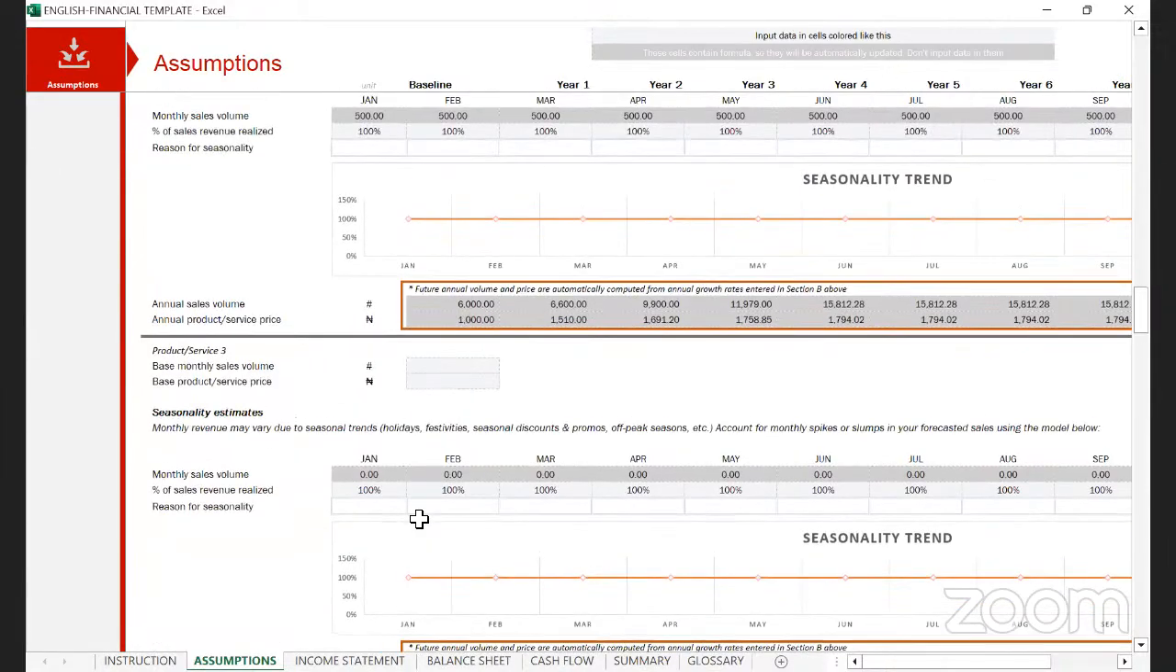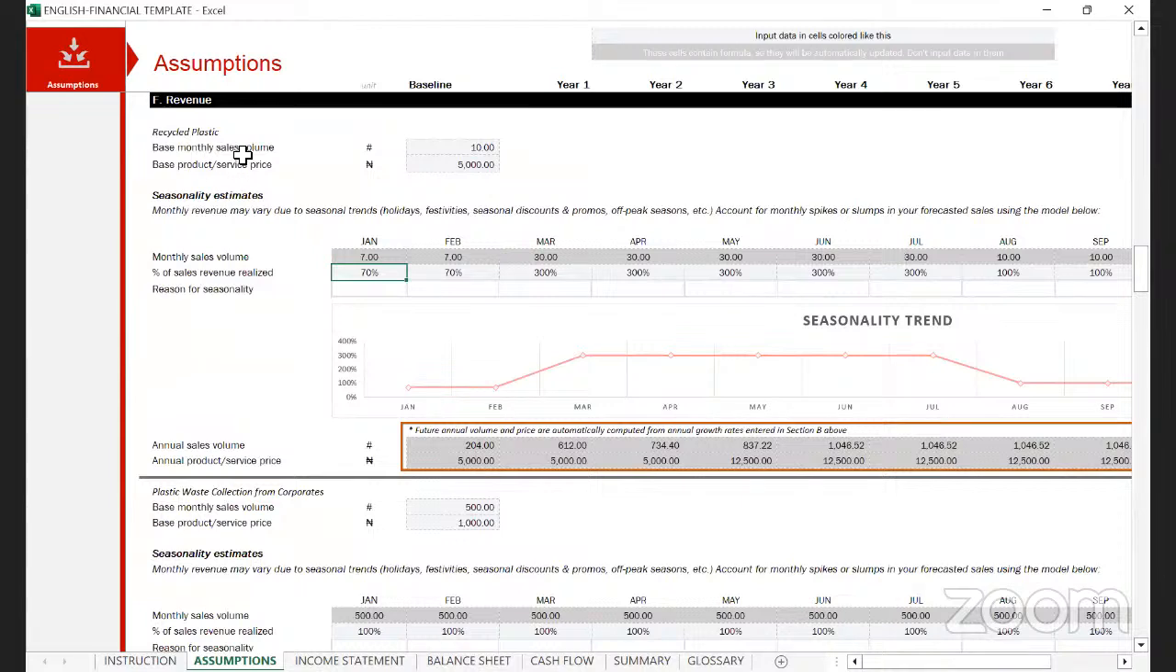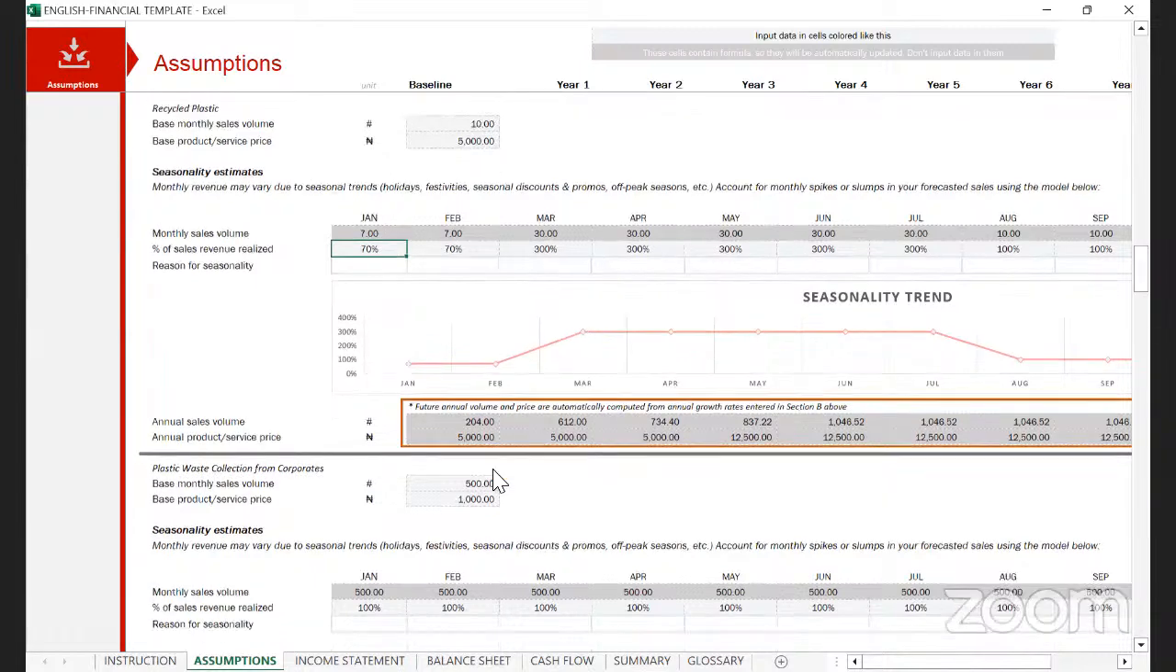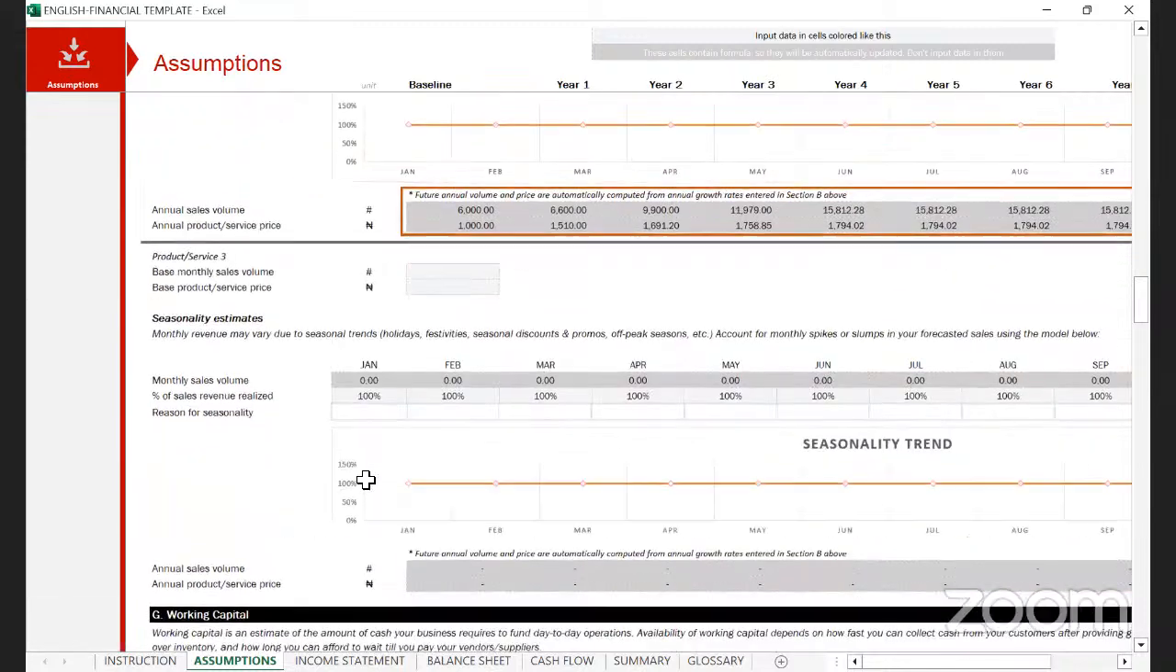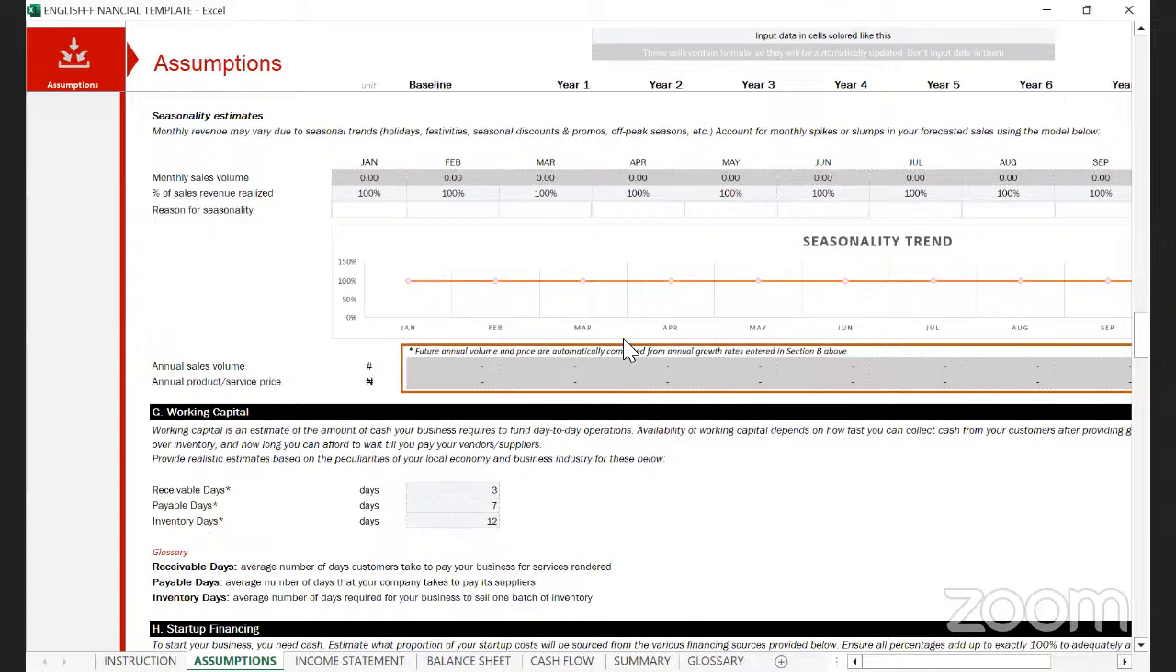So for the revenue section, just going over what you do in the revenue section, you fill in your base monthly sales volume, base product price, and then you account for month-on-month seasonality in your business for all the different business lines that you've selected. So before I go on to the 7th section, I will pause here for translations. Foko, please, over to you to translate.